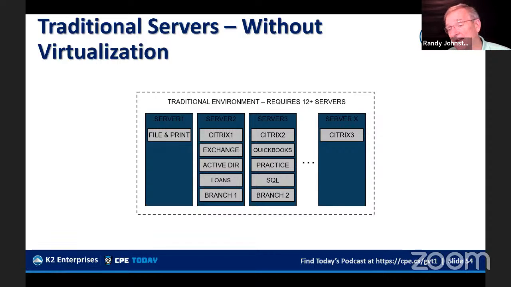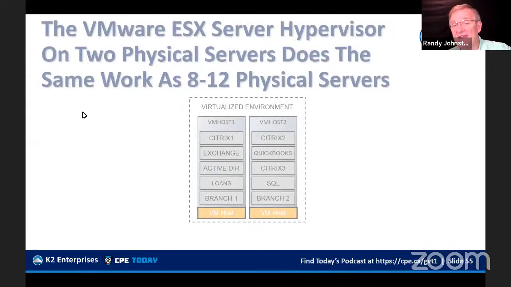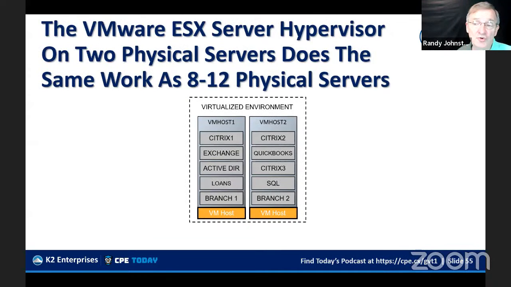A few years back, it became obvious that we wanted to virtualize most everything. And the traditional environment here might have taken a dozen servers. Well, nowadays, 2 ESX server hypervisors can do the same work as 8 to 12 physical servers. So the virtual environment looks much more simple, and it's because it's all consolidated in this one graphic.